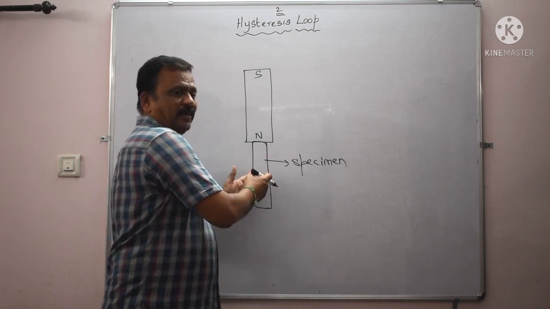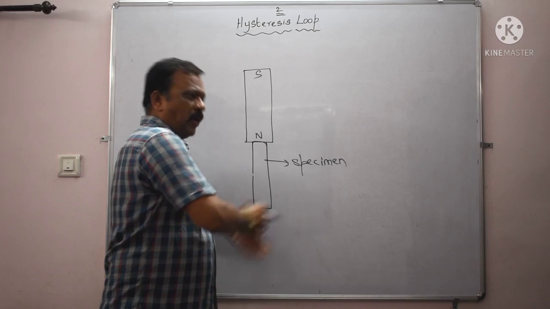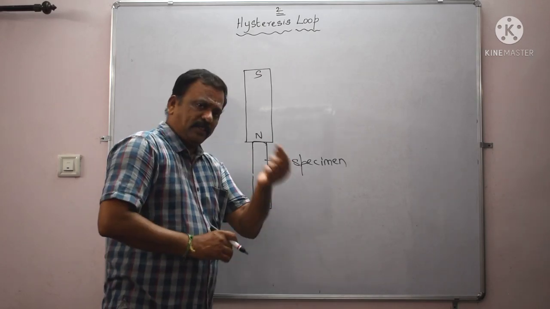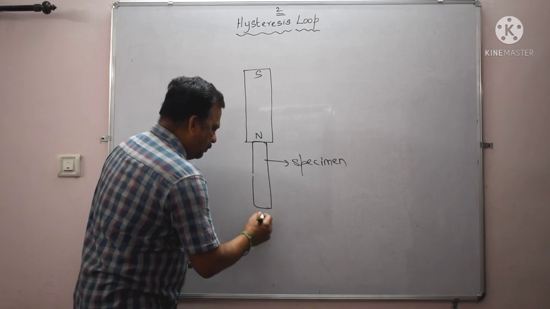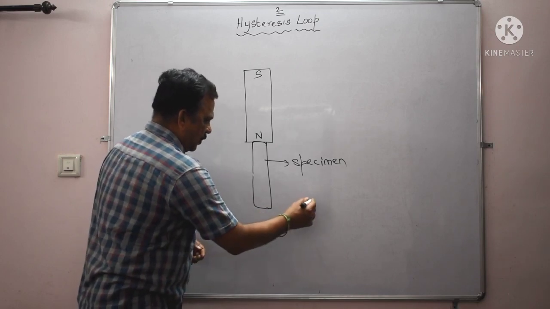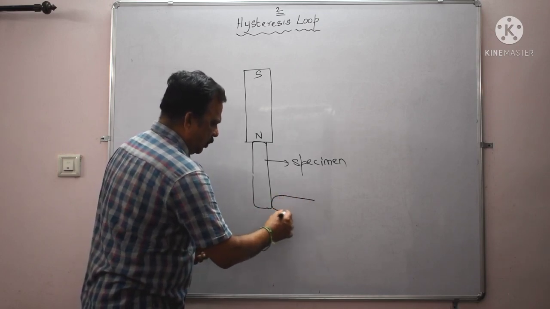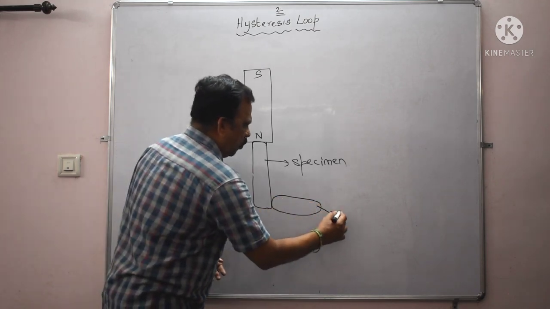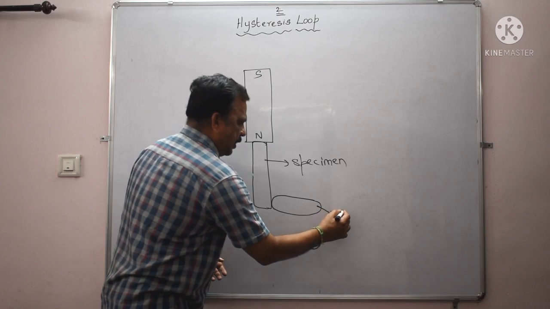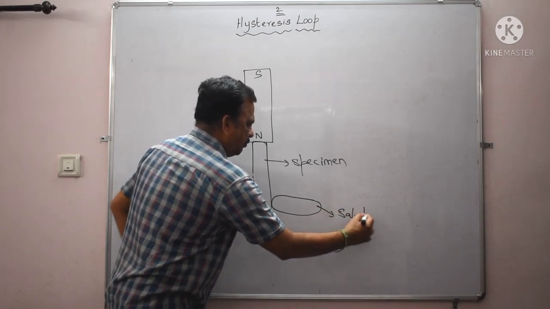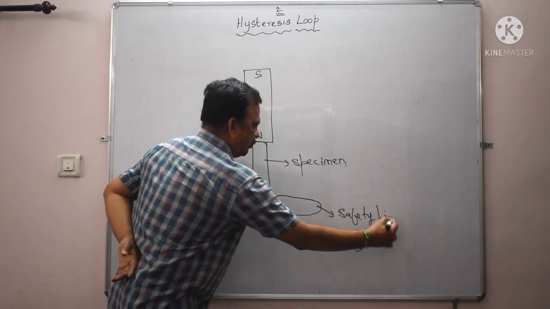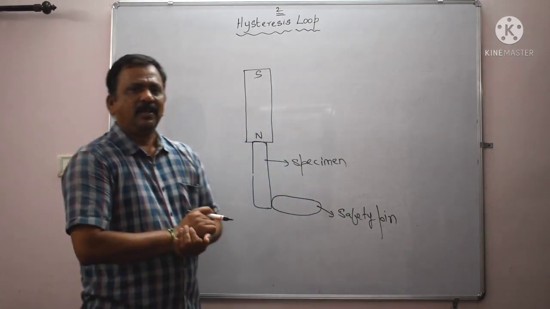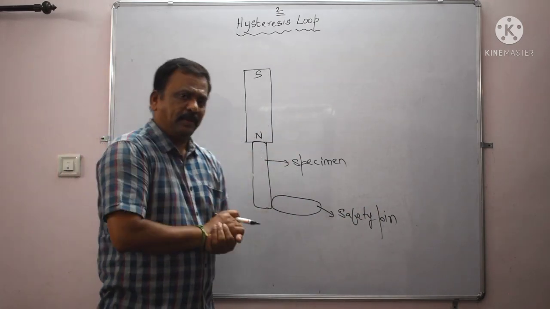How do we confirm that the specimen has got magnetized? You take a small safety pin closer to the specimen. You will notice that the safety pin will be attracted by the specimen, which confirms the specimen has got magnetized. A magnetic field is induced in the specimen.